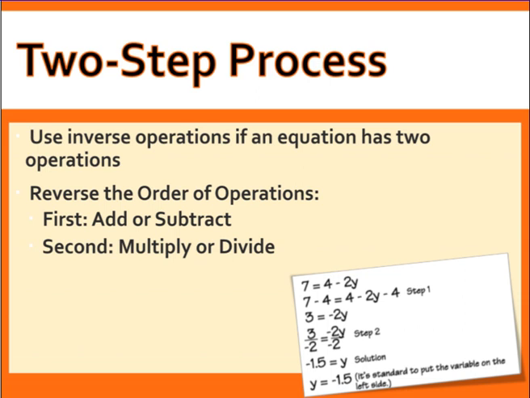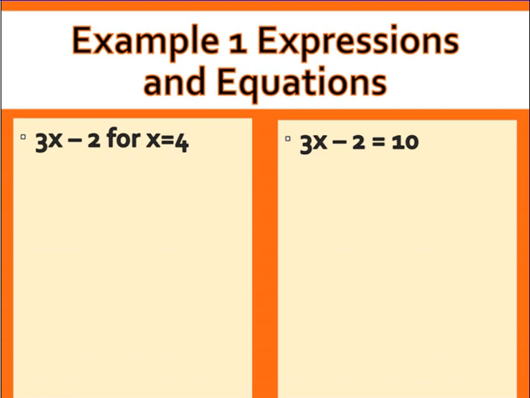Let's take a look at some examples. 3x minus 2 for x equals 4. So these are just plain expressions, and we're just substituting the number in for the variable. So we're going to substitute 4 in for this x. So 3 times 4 and minus 2. 3 times 4 is 12. 12 minus 2 would be 10.